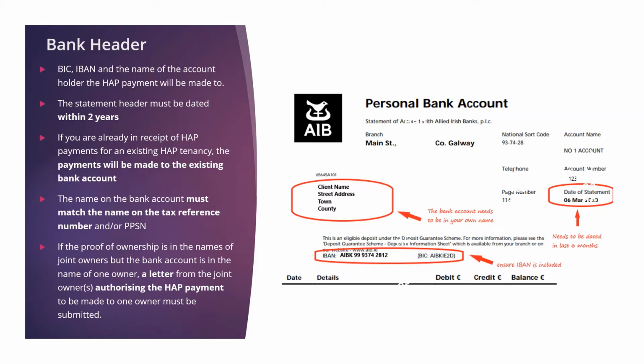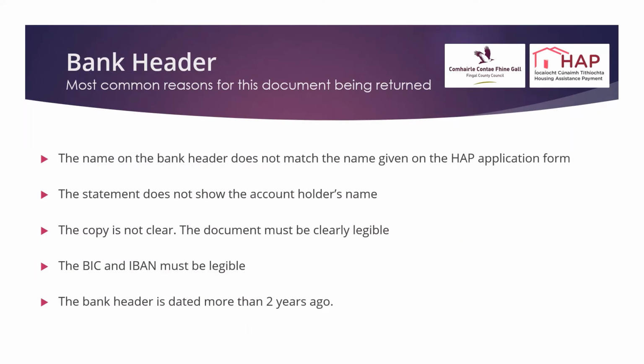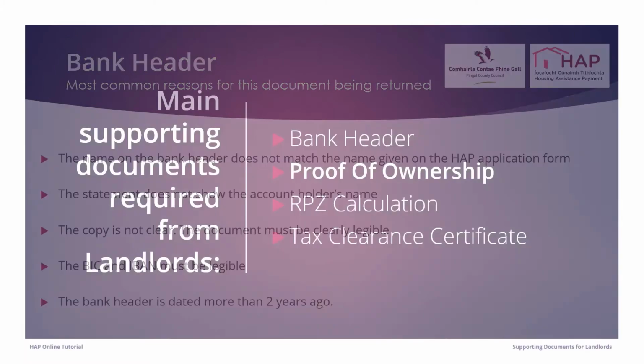If there are more than one landlord of the property, but the bank account is only in one of those names, then the second landlord will need to grant written permission that the HAP payment can be made into this account. This can be a letter or an email. If a nominated agent is collecting the rent on behalf of the landlord, we will need the bank header for the agency, along with written permission from the landlord that the agent can collect the HAP payment on their behalf.